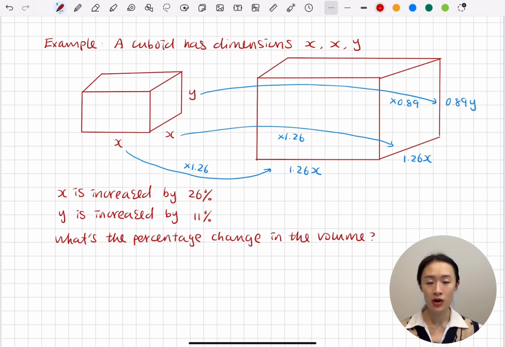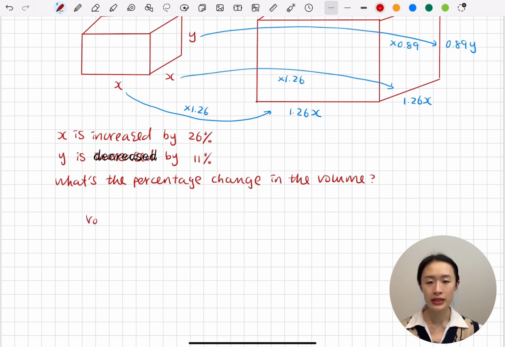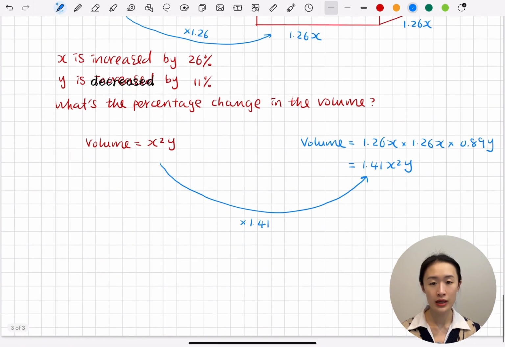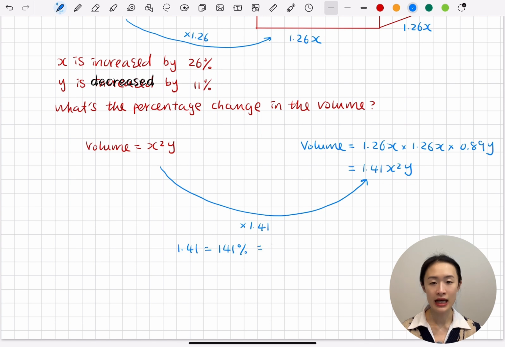Now if we look at the volume of the original cuboid, volume is width times length times height. That gives us x squared y. Similarly, if we work out the volume of the new cuboid, that is 1.26x times 1.26x times 0.89y. So that should give us 1.41 x squared y. From the original shape to the new shape, we have to times by 1.41, where 1.41 is 141%, and that is 100% plus 41%. So the percentage increase is 41%.